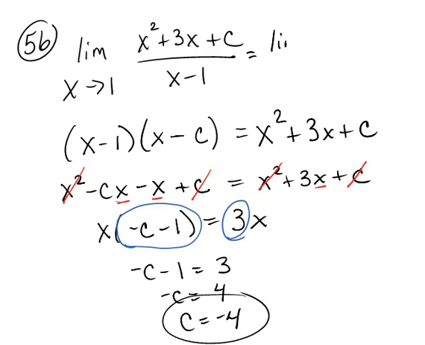So you could write this as the limit as x goes to 1 of x squared plus 3x plus negative 4 over x minus 1, and then this would factor as x minus 1 times x plus 4, and then you would be able to cancel out the x minus 1.